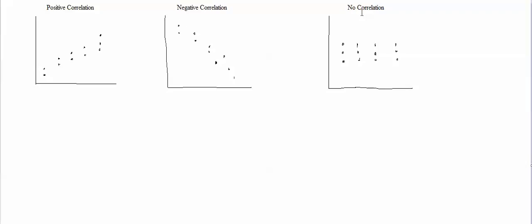And when you think of no correlation, just think of neither of these things happening. The dots are just staying the same from left to right. Now let's look at some examples of different types of scatter plots that might show a positive correlation, a negative correlation, or no correlation.